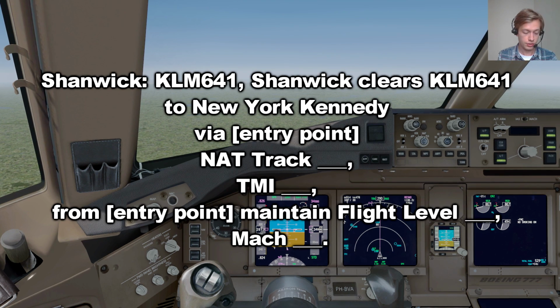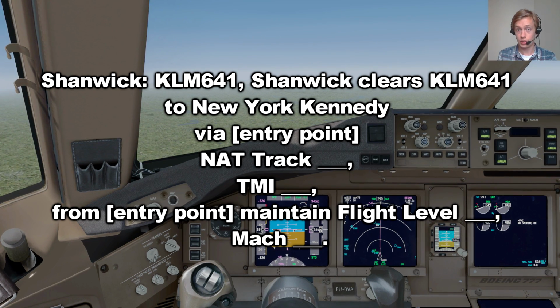Now, the clearance will look like this. The controller will mention a call sign that you're cleared to, in this case Kennedy, via the entry waypoint, in this case Resno, and then the NAT track, in this case NAT Track Echo. The controller will also give you a TMI number. The TMI is basically the day of the year on the 365 day calendar. Currently, the TMI number is 144, so we are at day number 144 of the 365 days in a year. This is used to make sure you have the NAT track of today, so that you're not using the NAT track of yesterday.